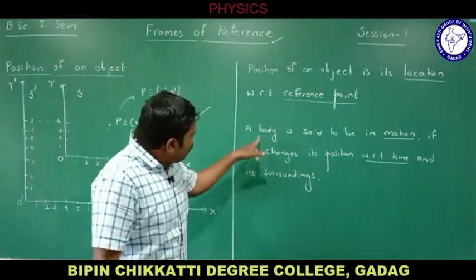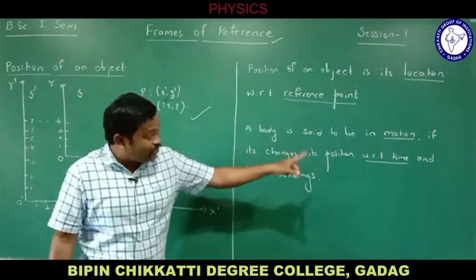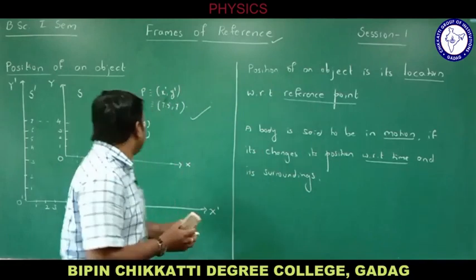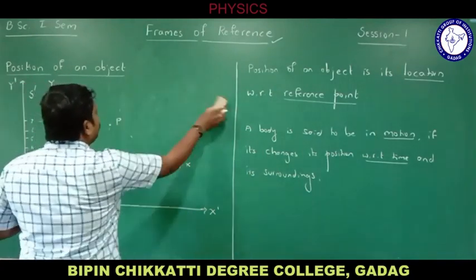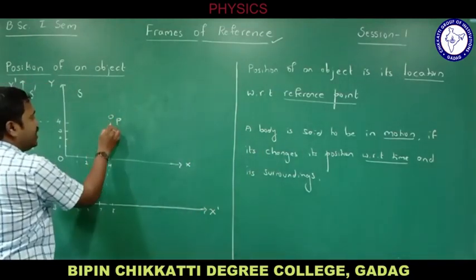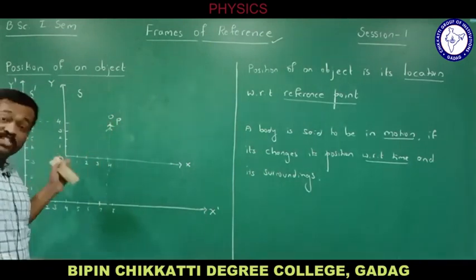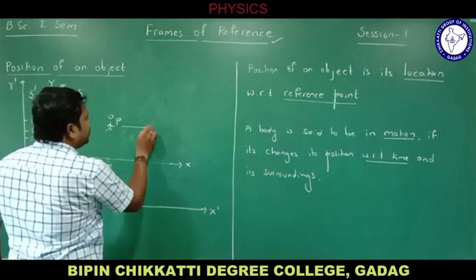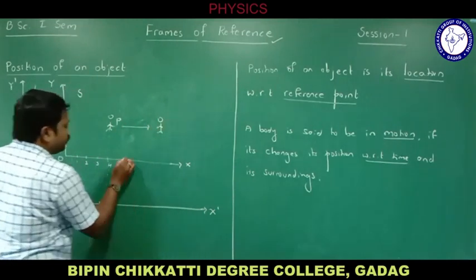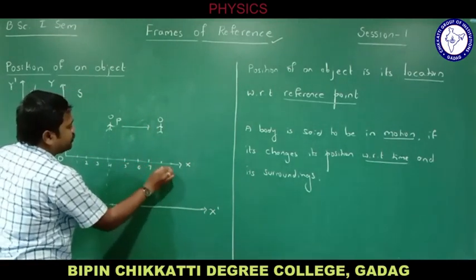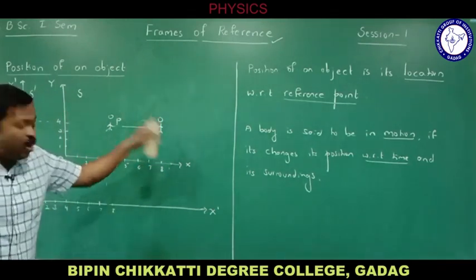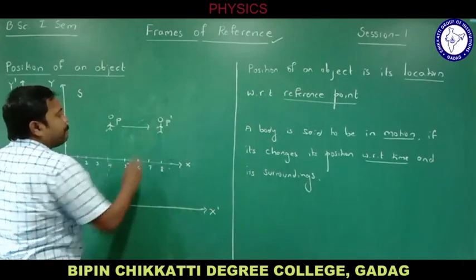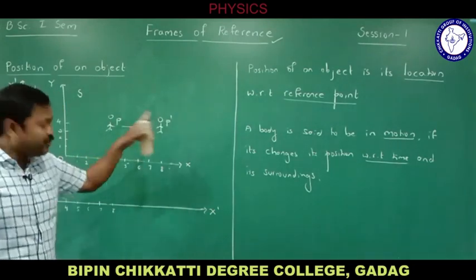Okay, so a body is said to be in motion if it changes its position with respect to time and its surroundings. For example, if you are moving from the position P, standing here, and until your friend reaches the point of reference, you moved to this point. If you move along the x-axis, let me call it P and let me call the new position P dash. You have changed the position.